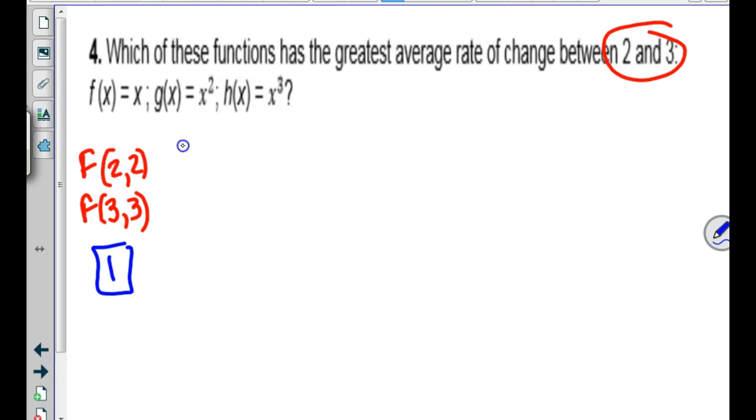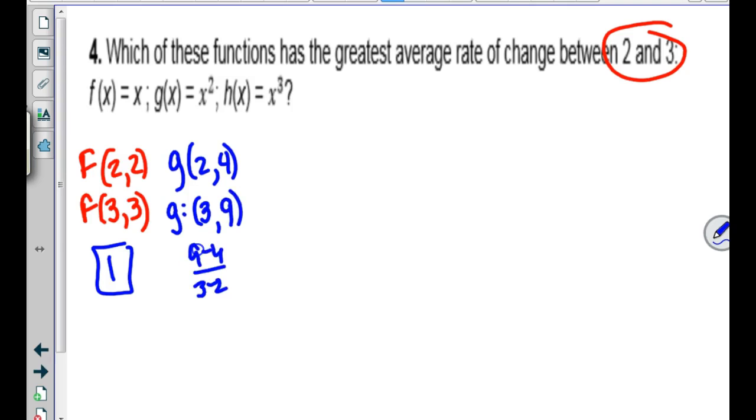All right, for g, if I put in a 2, I square it and I get out a what? And for g, if I put in a 3 and square it, I get out 9. 9 minus 4 over 3 minus 2 would be 5.